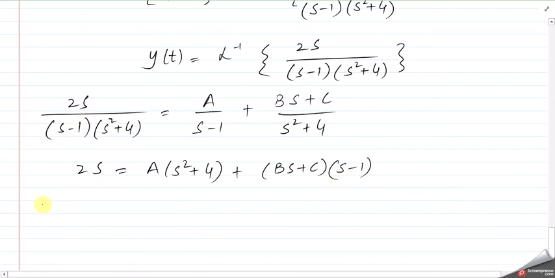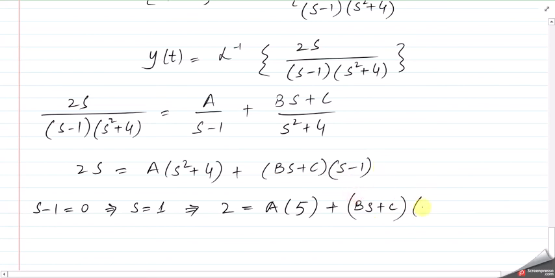Because we have one linear term, we put s minus 1 equals 0, and that gives s equals 1. When we put s equals 1 here, this gives 2, and here it gives 5. There is 5 again, you see. So with s equals 1: 1 plus 4 is 5, plus bs plus c, and 1 minus 1 is 0. So this goes away, and our a equals 2 over 5.